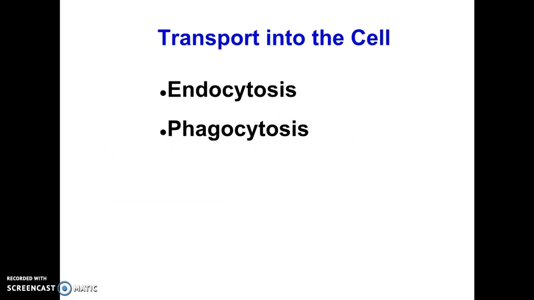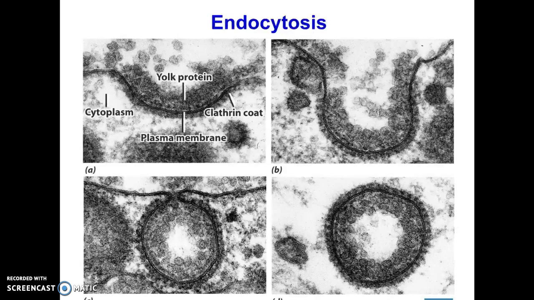And so there are ways to transport into the cell. There's endocytosis and phagocytosis and pinocytosis. So endocytosis usually has something to do with receptors, so that's why we call it receptor-mediated endocytosis. And so there's some kind of cargo that you want to take up.